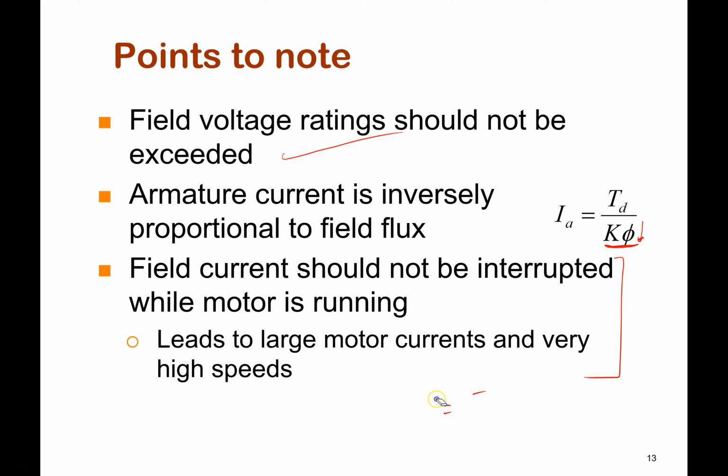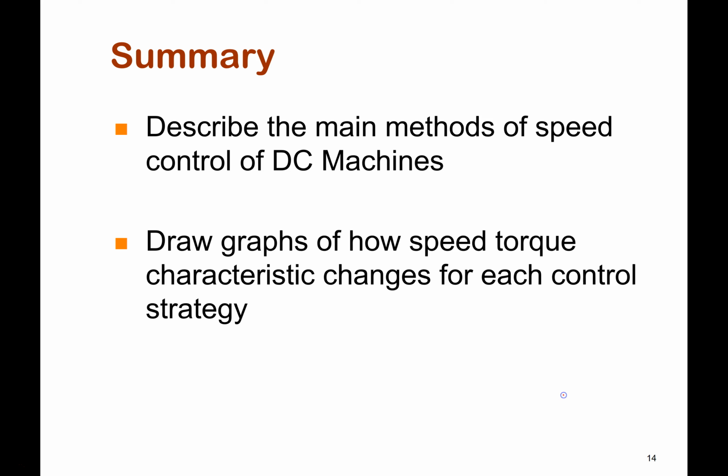So remember we have VT is equal to EA plus IA RA. So VT minus EA on RA is equal to IA, and if EA drops because you now have smaller phi, then the current is going to shoot up, and that can also damage your motor.